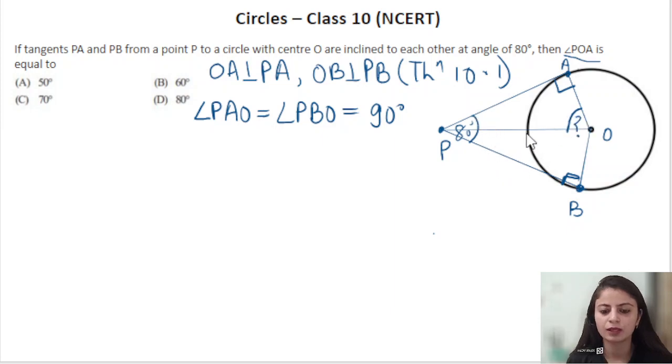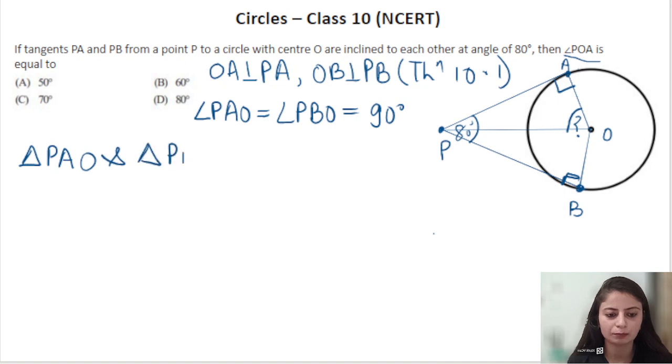Okay. Now we are supposed to find this angle POA. So we will use the congruency in these two triangles PAO and PBO. So let's consider these two triangles, triangle PAO and triangle PBO. So now in these two triangles, OA is equal to OB. Why they are equal? Because they are radii of the same circle.